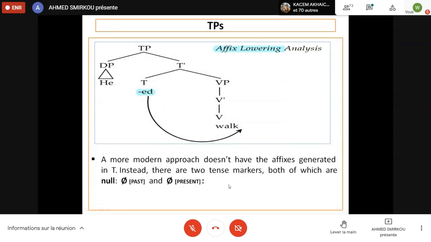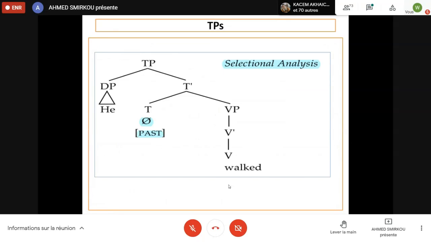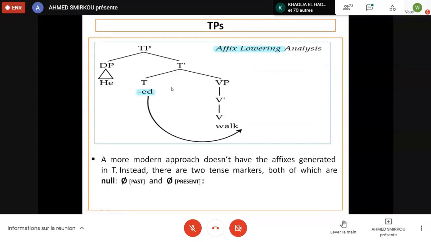Okay, there is another way to do this. You can write the past here. Walked, and you write here plus past, empty, null. If it is present, you write present. If it is present continuous, you write present plus continuous, etc. So I prefer the previous one. This is called sectional analysis, but this is what you have to follow, okay, this now.